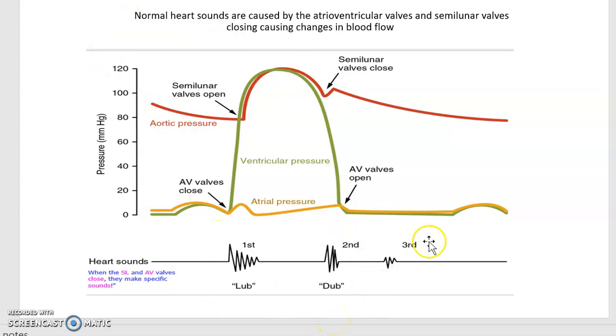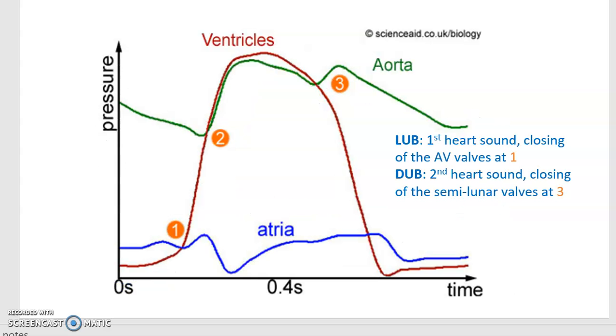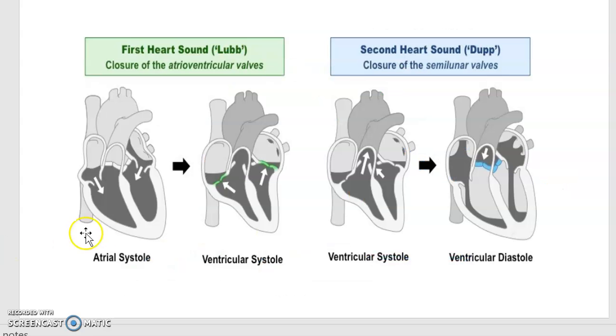So we do need to know, the syllabus statement wants you to know about the sounds produced as those heartbeats, as those valves move. Again, there's a diagram here. You've got the lup and the dup. You must make sure you can appreciate the differences in the pressure and the opening and the closing of the valves which are associated with that. So first sound, this is from BioNinja, are these valves here closing, and then these valves here closing.